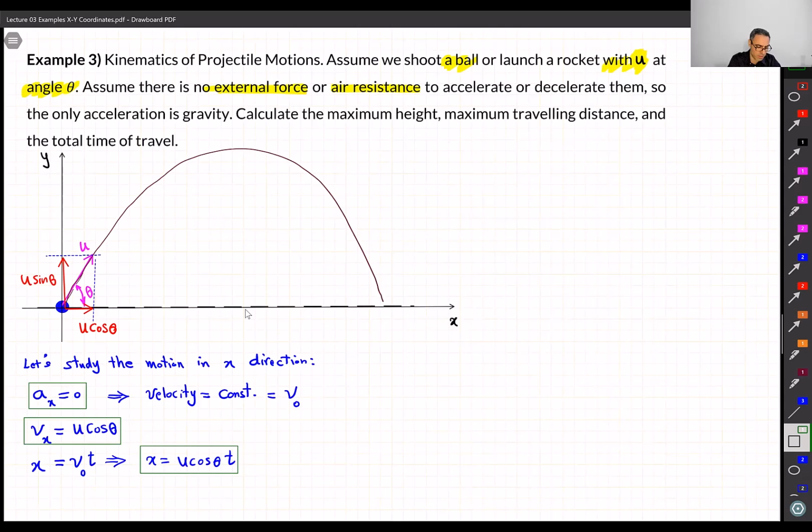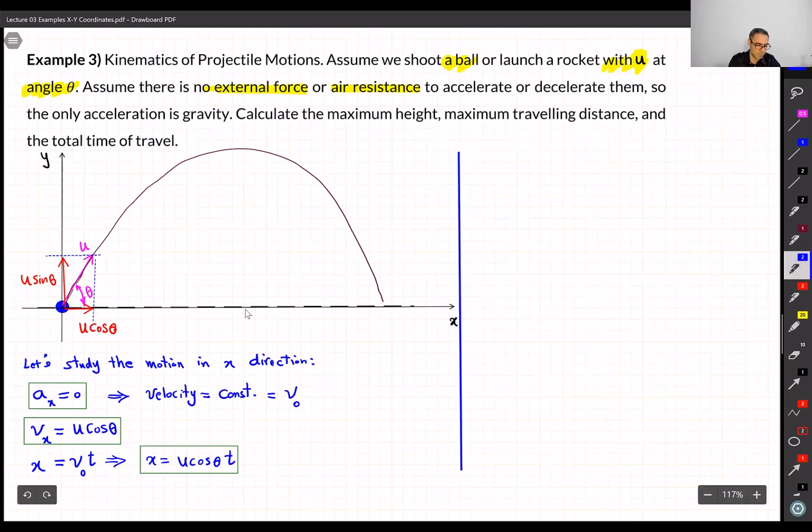Let's go study the y direction. It must be more interesting. So what do we know about y direction? Any idea? Acceleration is constant. And how much is it, Felix? If we're in meters, it's 9.81 meters per second squared. True, it's g. Yeah. So thanks, Felix.